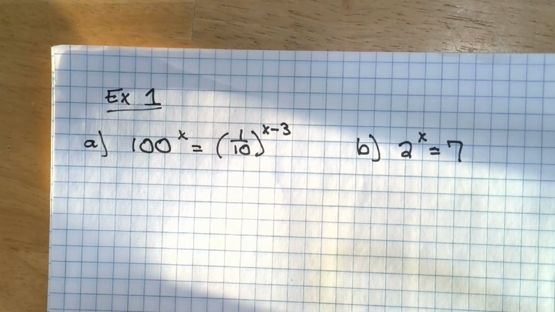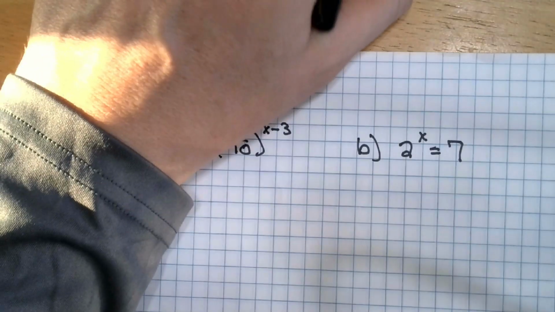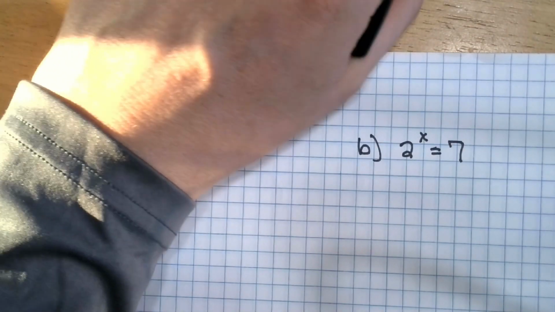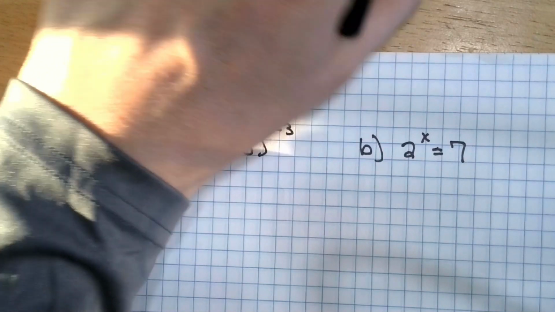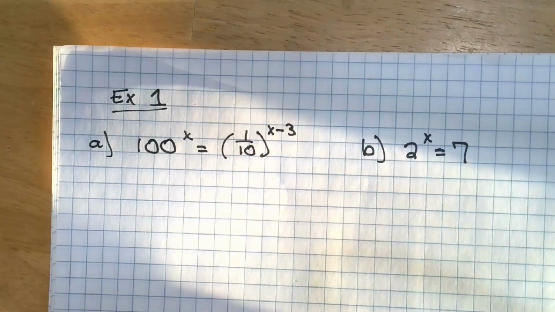But one thing you can always do is you can go back to your rules of logarithms. And the rules of logarithms state, just hold on here, I've got something happening on my computer that you probably can't see, but okay, sorry about that.